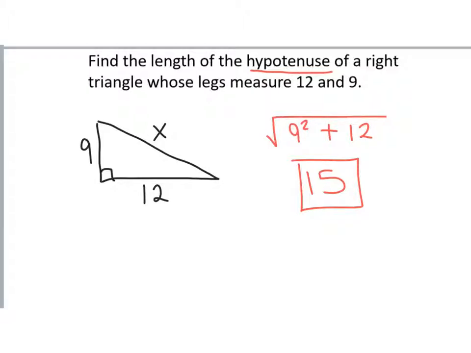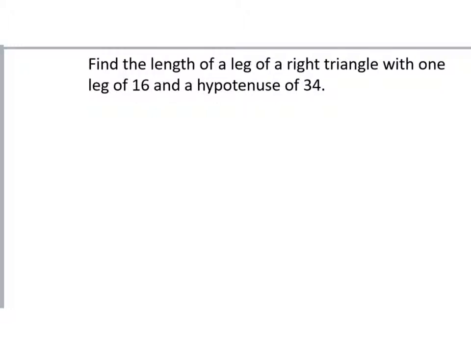Okay, let's look at the next one. This is also a Pythagorean theorem problem. Find the length of the leg of a right triangle with one leg of 16 and a hypotenuse of 34. So again, I've got a right triangle where one leg is 16 and the hypotenuse is 34, and I want to find that other leg.